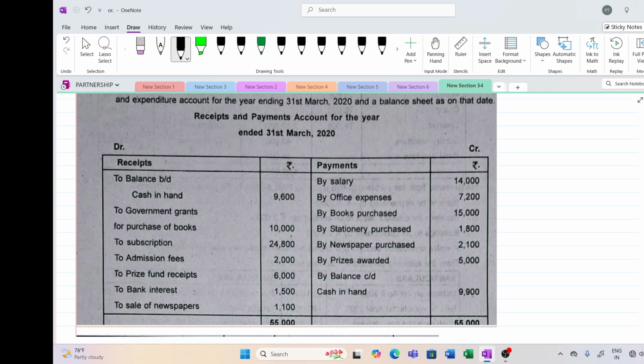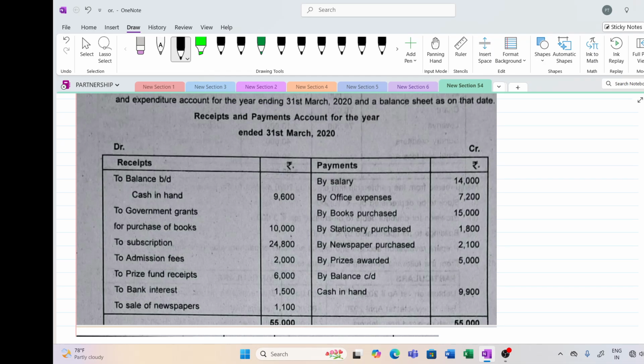Second thing, there may be some capital expenditure. Capital expenditure means any expenditure which is going to give you the benefit for more than one accounting period. Suppose you buy a fixed asset like an air conditioner, that is going to give you benefit for more than one accounting year. So that is not going to occur again and again. It is also non-recurring in nature. So that will be shown on the asset side of the balance sheet.